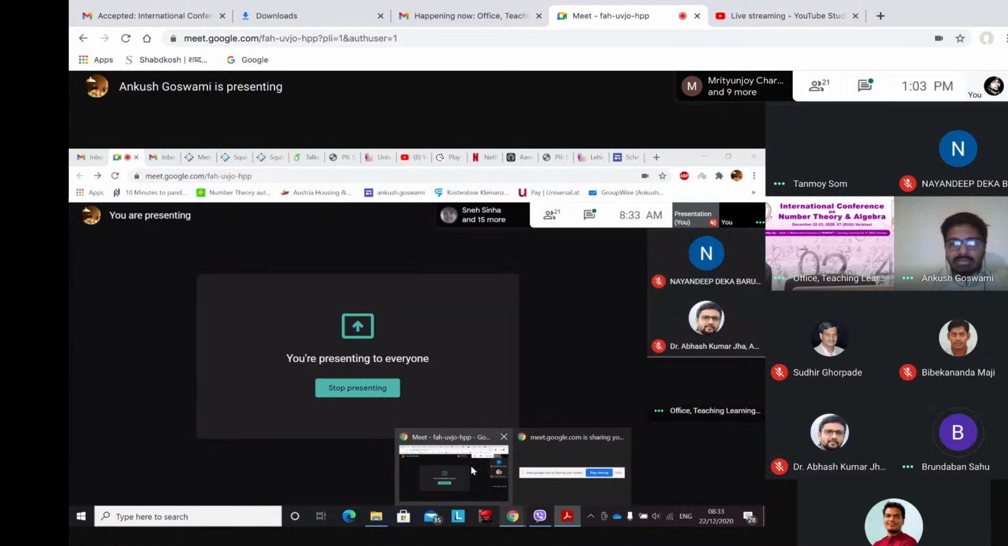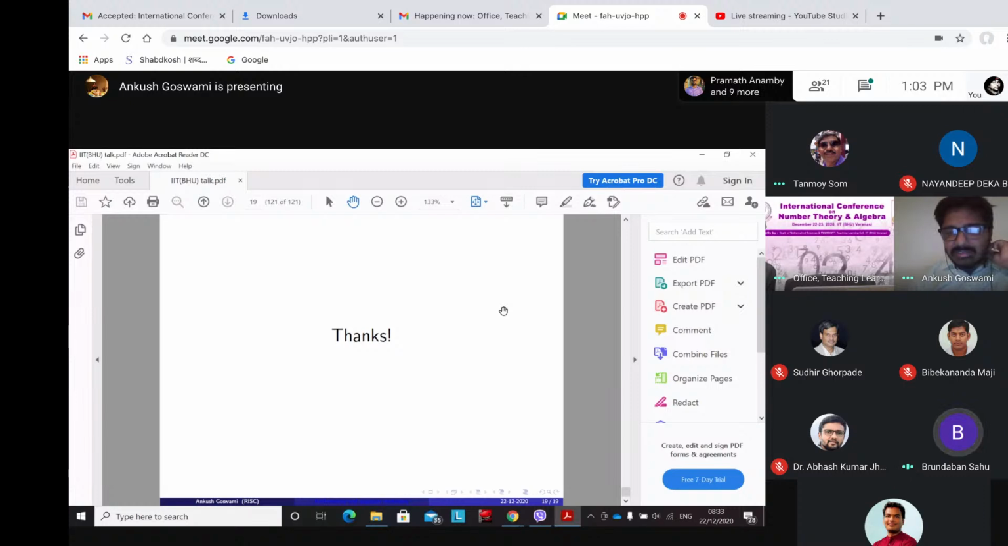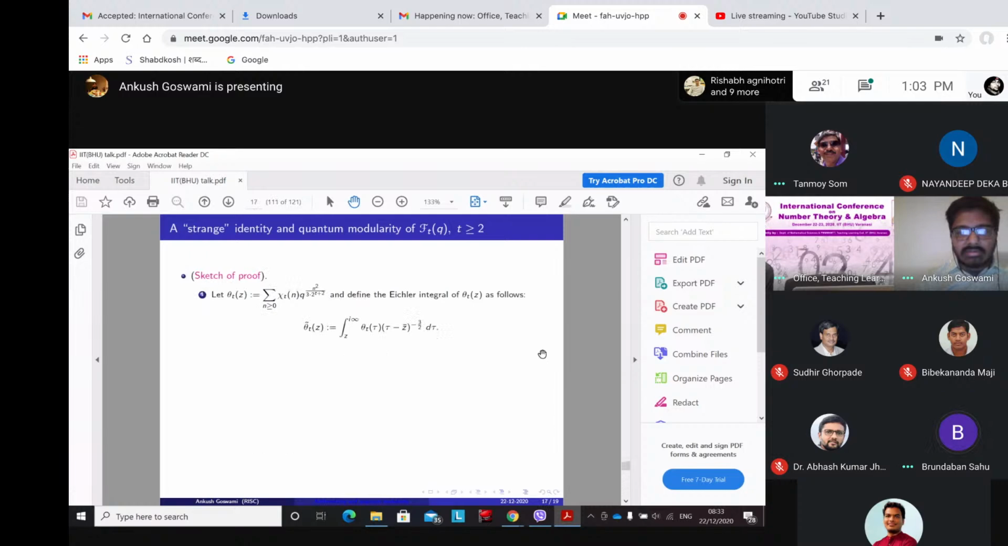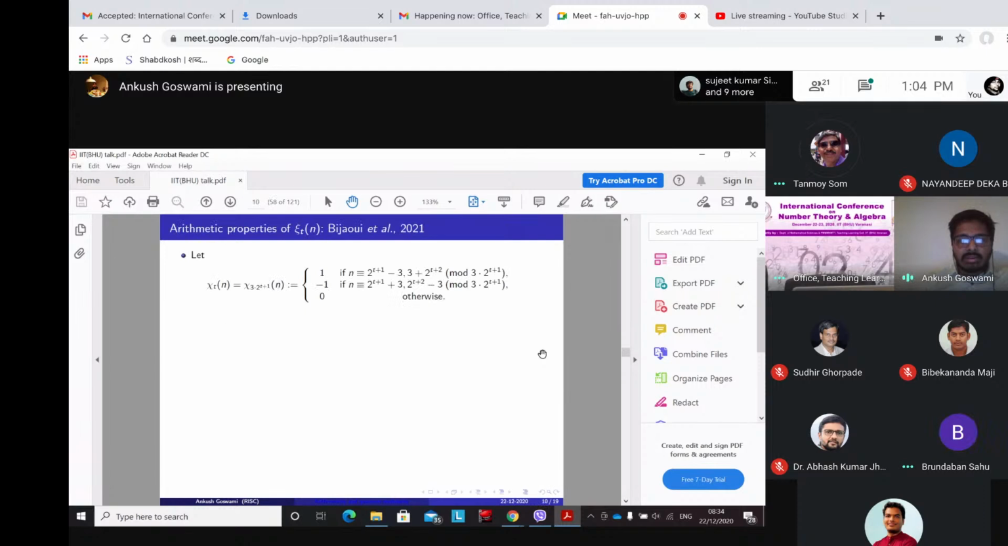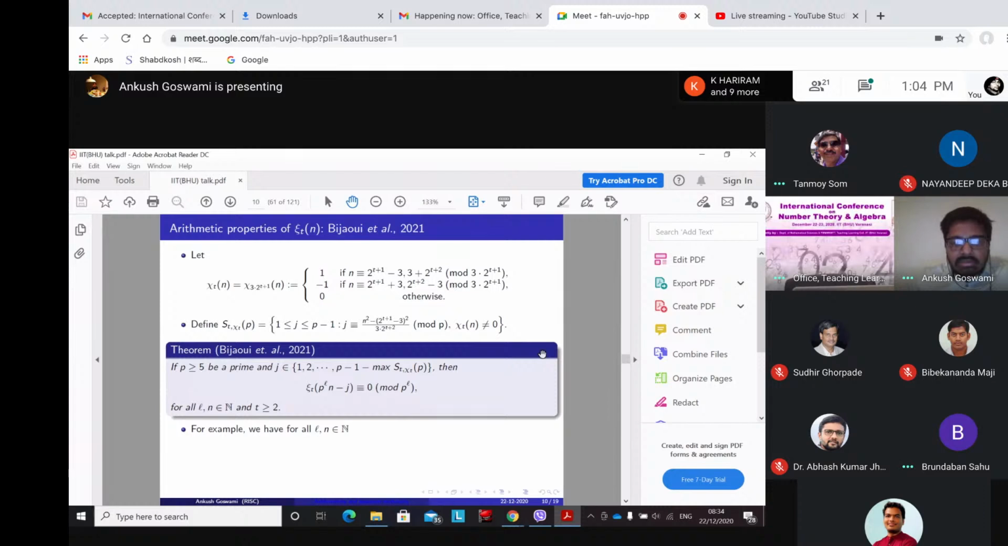Yeah, I have a question. Yes, sir, ask. In the first part, the congruence, you prove something is 0 modulo p power l. Is l the maximum exponent possible? No, l can be anything. I'm saying l is any natural number. It's congruent to 0 modulo p power l. Is that l the maximum power for which the divisibility property is true?